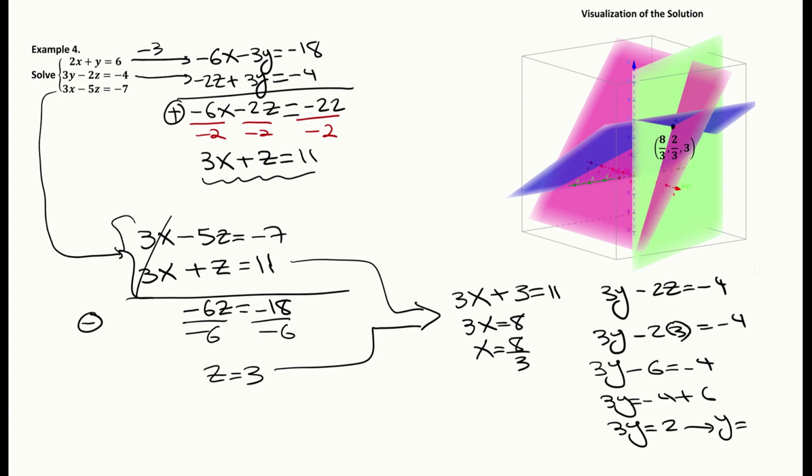Therefore, y equals 2/3. And now we have all three coordinates, so we're ready to write our ordered triple, which represents the solution. So we're going to have 8/3 for x, 2/3 for y, and 3 for z.